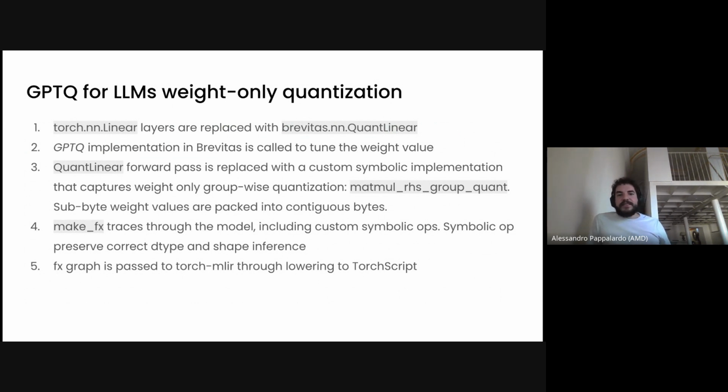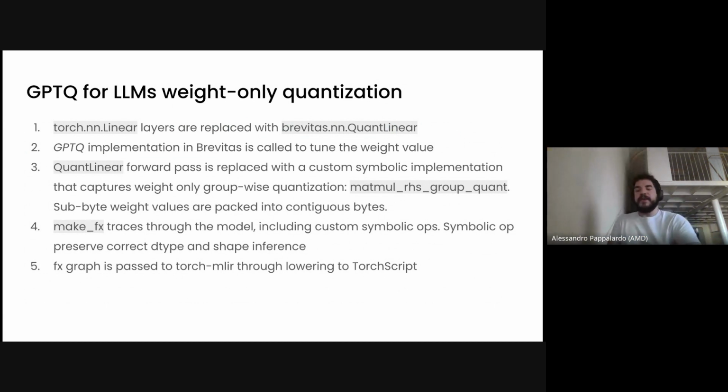And so in this case, what we're doing is plugging in this custom symbolic representation, where by symbolic, I mean an operation that doesn't come with an implementation per se, but only comes with information on how to propagate shapes and how to propagate the types. And then this custom symbolic operation is traced.